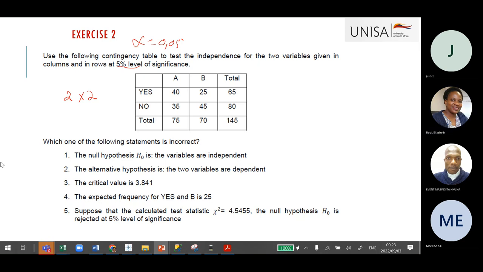Okay. So same, you need to be able to know how to state your null hypothesis and alternative hypothesis. And the question here is, which one of these statements is incorrect? So tell me. The first one says the null hypothesis is the variables are independent. Is that correct or incorrect?